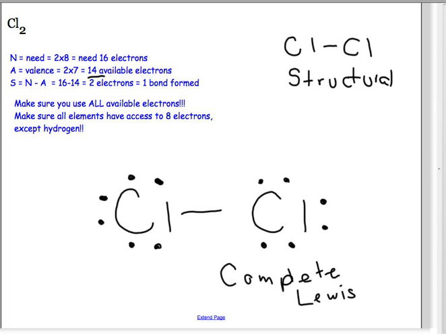And if you look at this, we have 1 shared pair, and we have 6 lone pairs, or you could say non-bonding. So just some different things you might see with the Lewis structures.